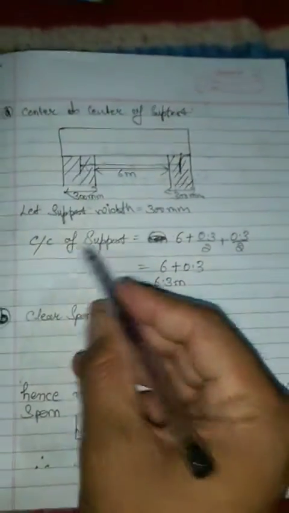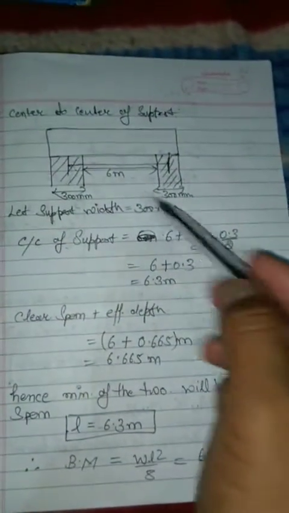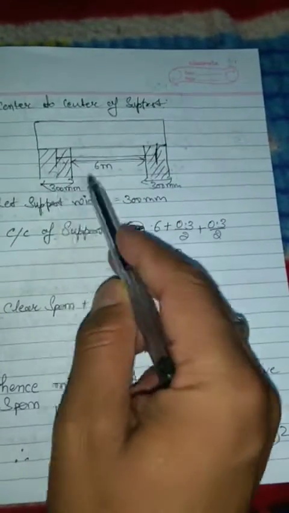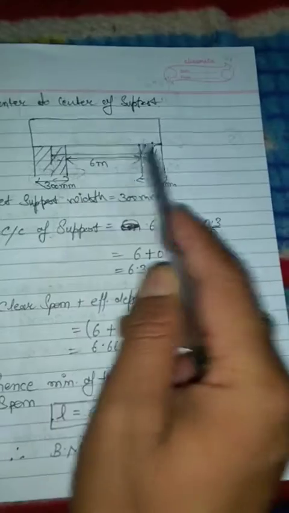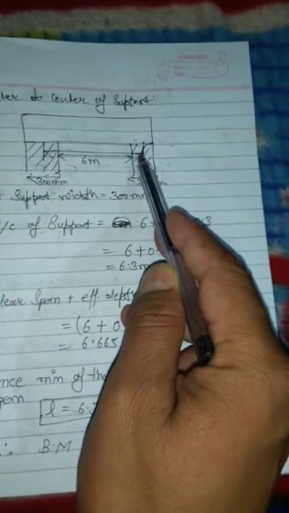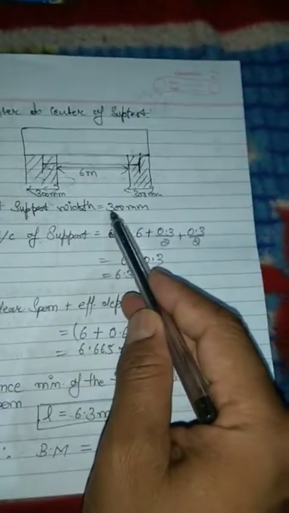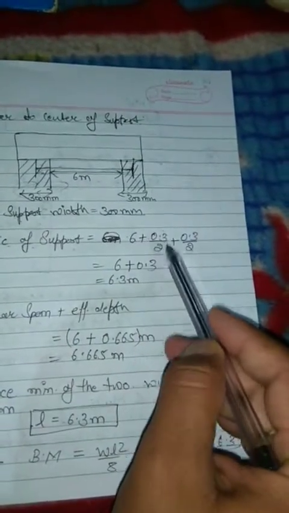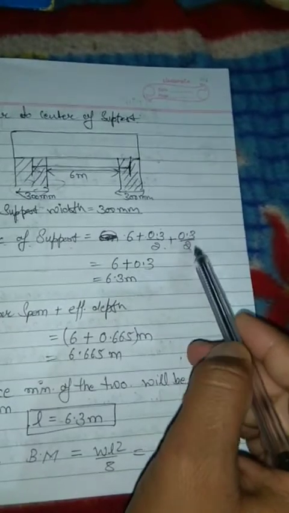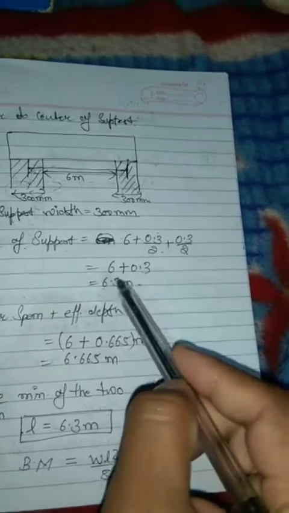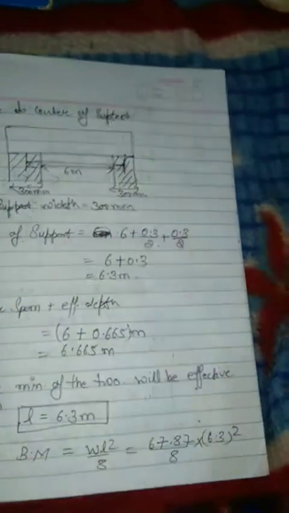Now center to center of the support is a very easy task to calculate. It will be equal to the clear span plus half the bearing, and this is also called bearing, half the bearing from this side and half the bearing from this side. It will be 6 plus 0.3 divided by 2 plus 0.3 divided by 2, which is 6.3 meters. This is the first thing that we have checked.